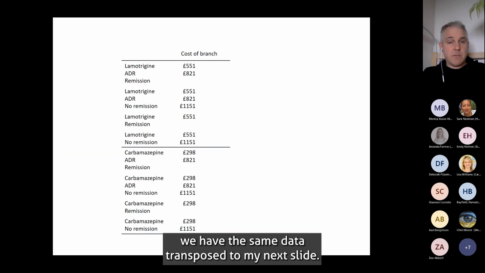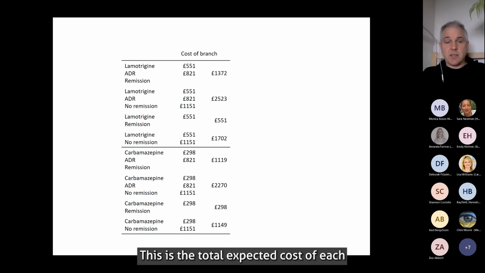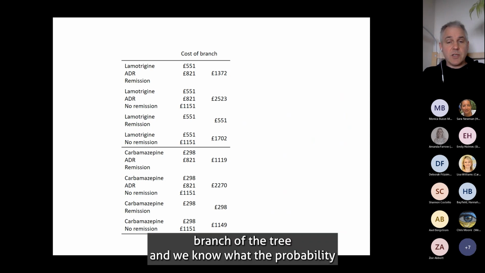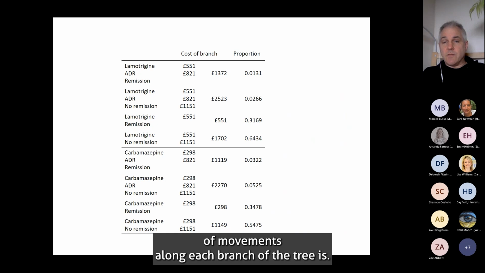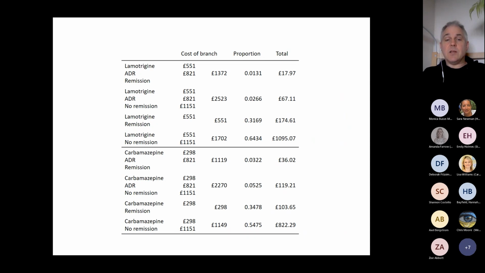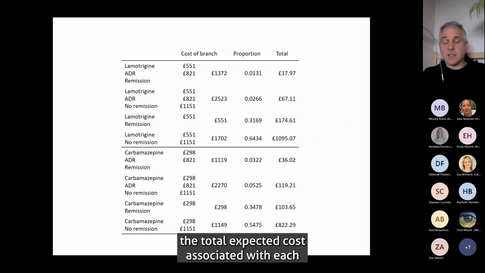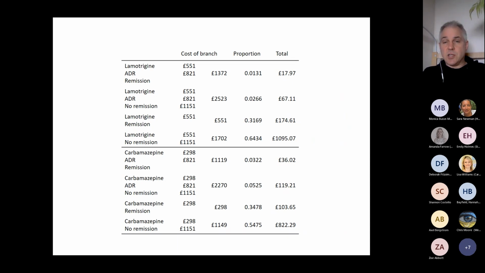So here we are. That's the same data transposed to my next slide. We add them up. This is the total expected cost of each branch of the tree, and we know what the probability of movement along each branch of the tree is. And so we could multiply those two values out to estimate in the final column there the total expected cost associated with each branch of the decision tree.